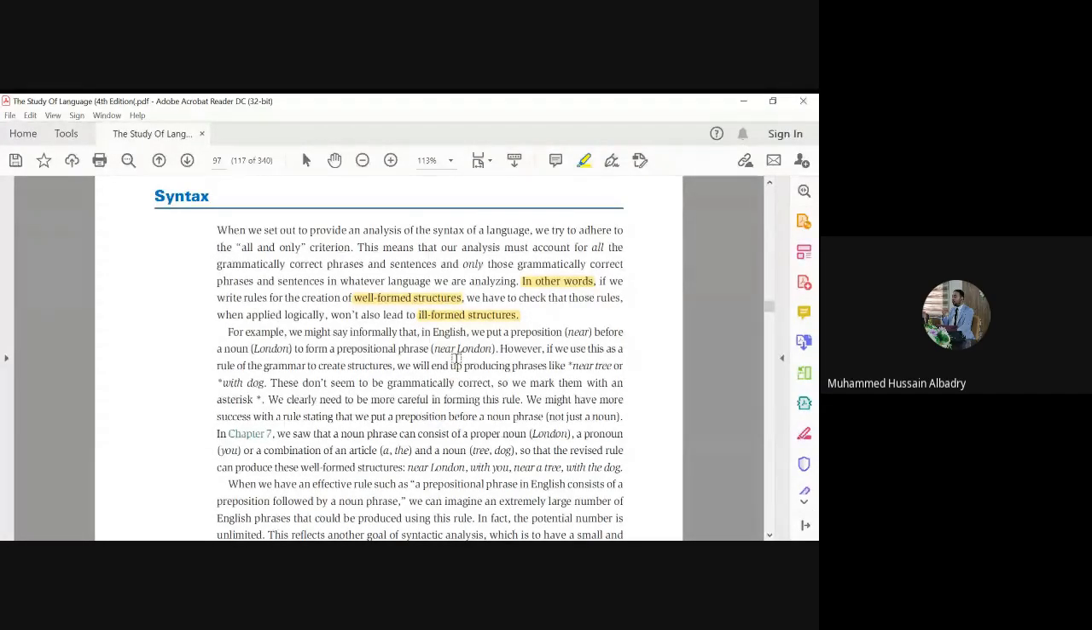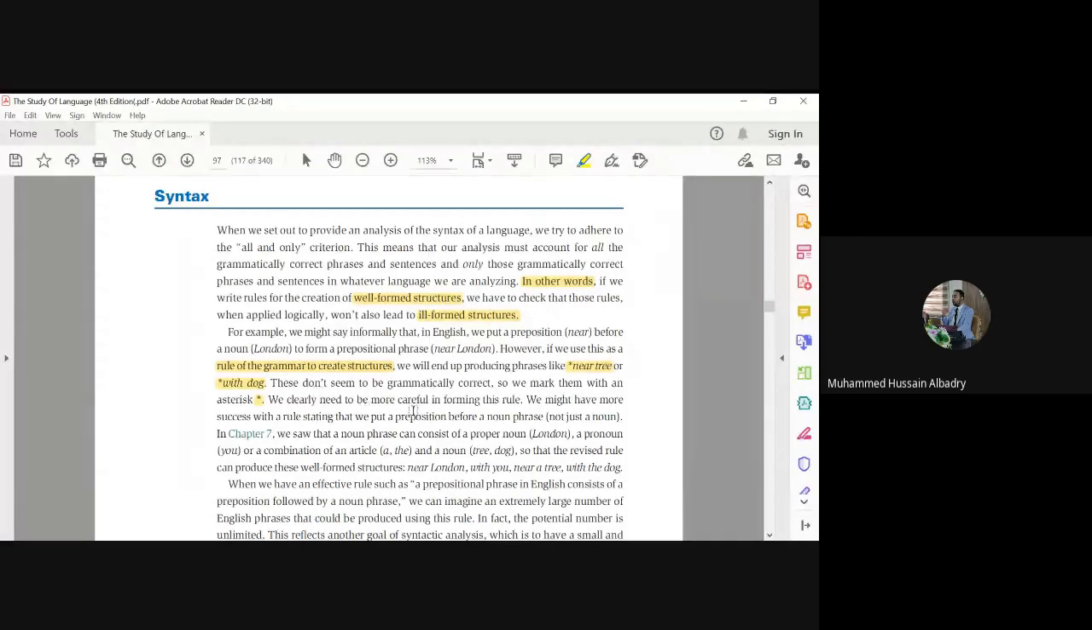Can we generalize it? If we use this as a rule of grammar to create structures, we will produce sentences like near tree, with dog, preposition plus noun. Here we have an asterisk. It means ungrammatical. So it is incorrect to put a preposition before a noun. So this rule is not correct.